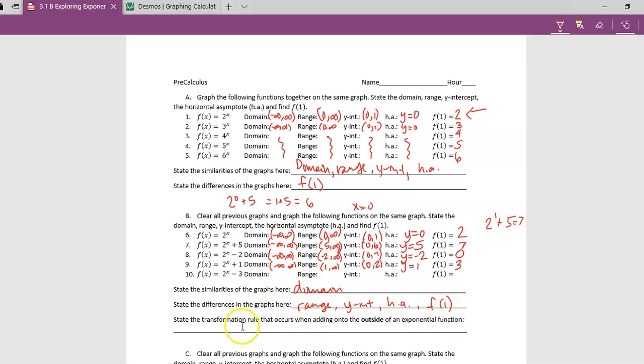Okay, so what transformation rule occurs when adding on the outside of the function? So if I did plus 5, everything moved up 5. If I did minus 2, everything moved down 2. So it moves up or down with the number added or subtracted.